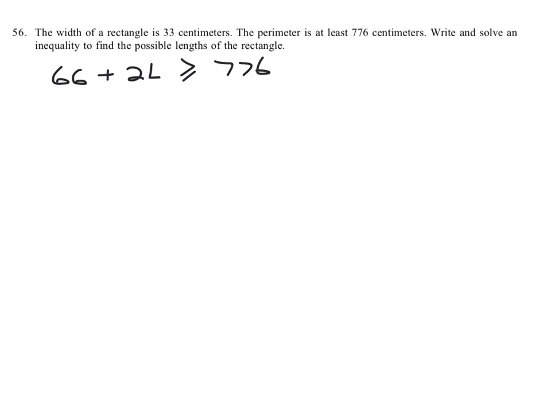Let's solve it then. Let's just go over it one more time really quickly. This is the width in both directions, the width going this way and then the width going back that way when you're going all the way around. And this is the length going down and up like that. So all of that added together has to be greater than or equal to 776 because it says the perimeter is at least that. Let's solve it.